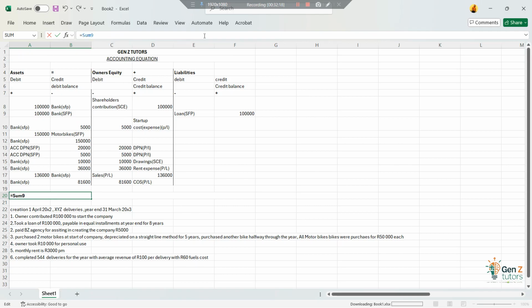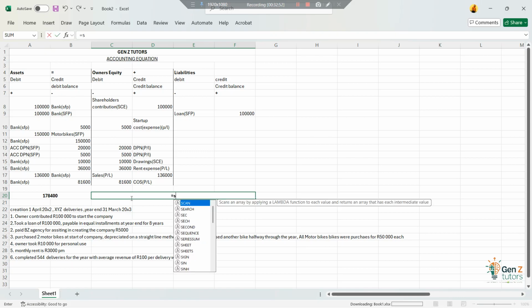So this is equal to the sum of the debit side, then close that bracket, minus the sum of the credit side. And then what do we have? We have 178,400, right? So that's what we have. And then over here, again, we're going to say sum. Basically, since this has a credit balance, we're going to start on the credit side. So you're going to sum the credit side on liabilities and on owner's equity.